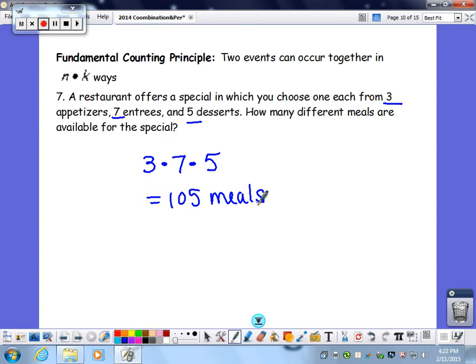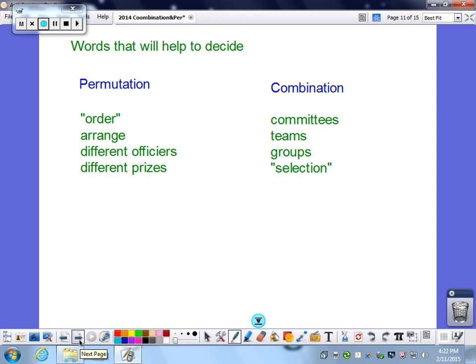All right, so there's an example of all the different kinds of problems that you're going to have when you're going to practice. Here are some words that will help you make a decision between a permutation and a combination. Remember, in permutation, order matters. You might want to write these down. In a combination, order doesn't matter.